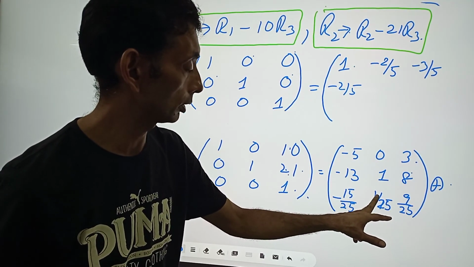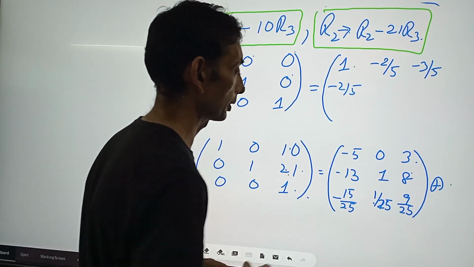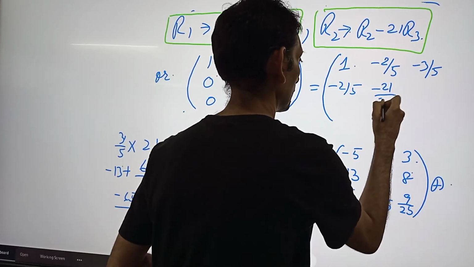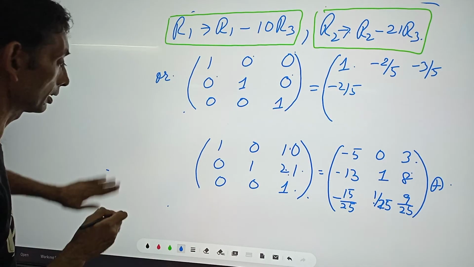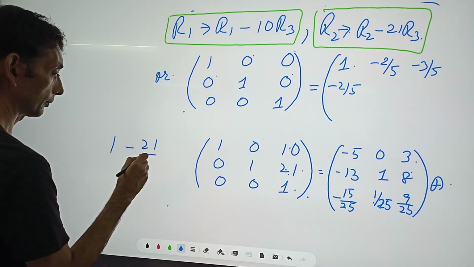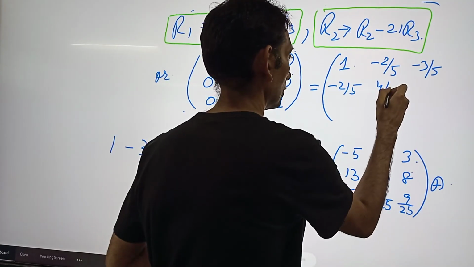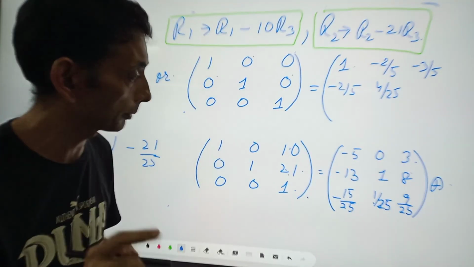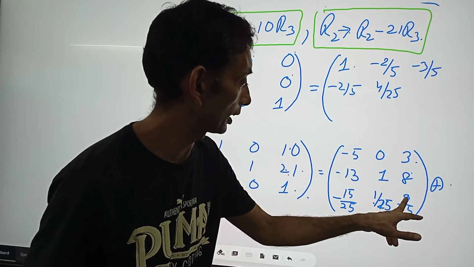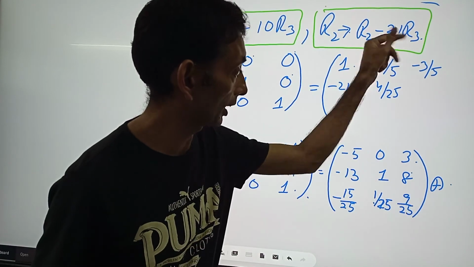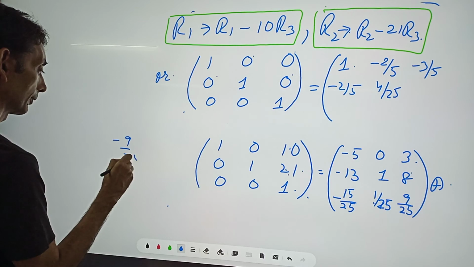Second row, minus 21 by 25. And if you multiply by minus 21 by 25, it will be minus 21 by 25. If you add, you are adding with 1, so it will be 1 minus 21 by 25. So it will be plus 4 by 25. Done. So only one number is left out, that is 9 by 25. So 9 by 25, you are multiplying by minus 21, that is minus 9 by 25.